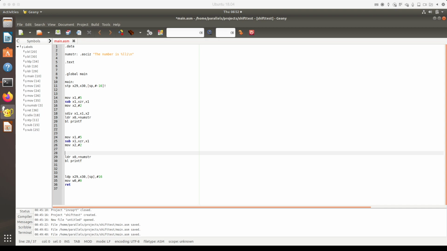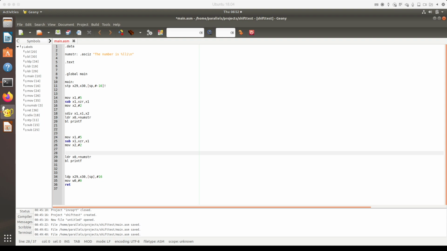Why is there no rotate left? Well, do we need it? No, because you could always rotate right by the inverse amount, right? Either 32 or 64, subtract the rotation number. Why is there no arithmetical shift left? Because that's the same as a logical shift left. Okay, so there's no need for it. Okay, so what's the syntax for ASR is what we need, right?